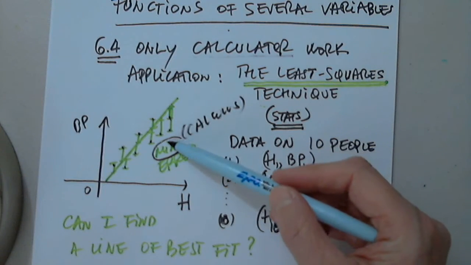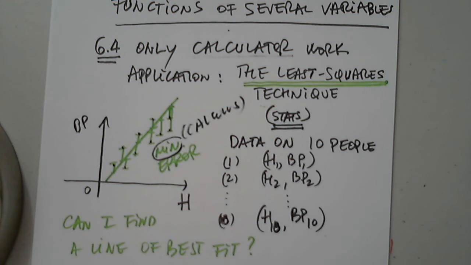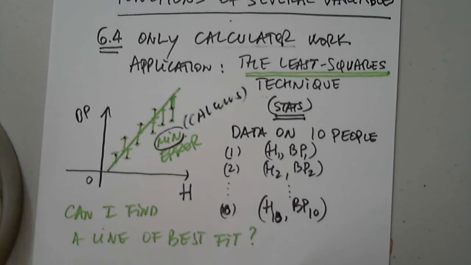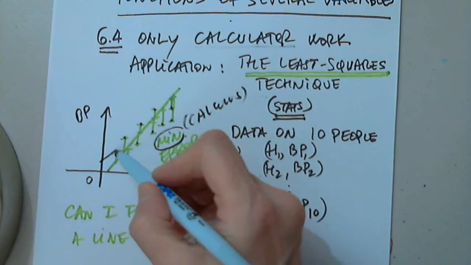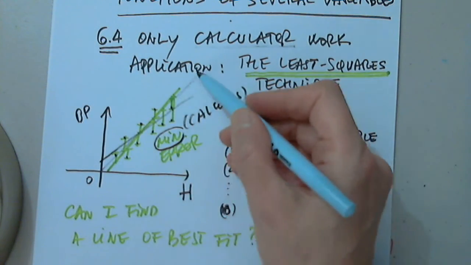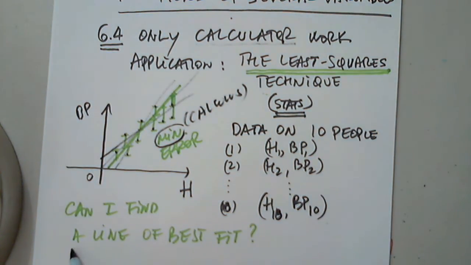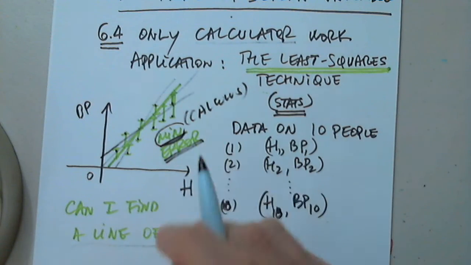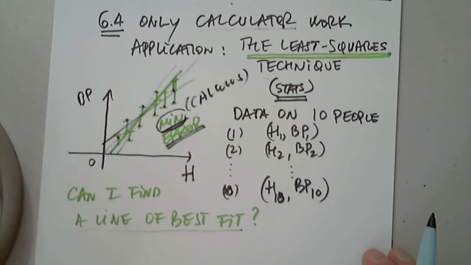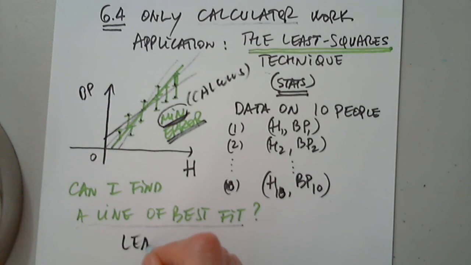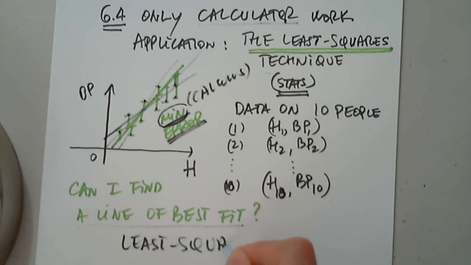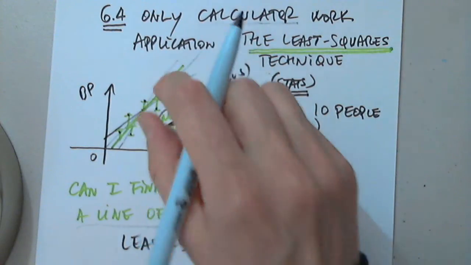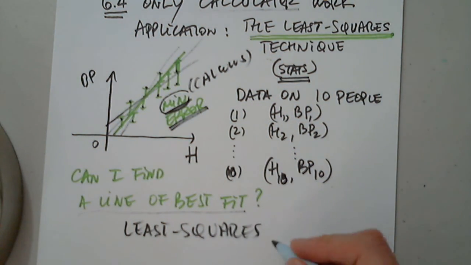So I'm going to skip all the explanation of how we get the formulas to determine the line of best fit. Can I draw another line? Yes. Another? Yes. But I'm really interested in the one that has minimum error. That will be called the least squares, because the errors have to be squared: the least squares regression line.